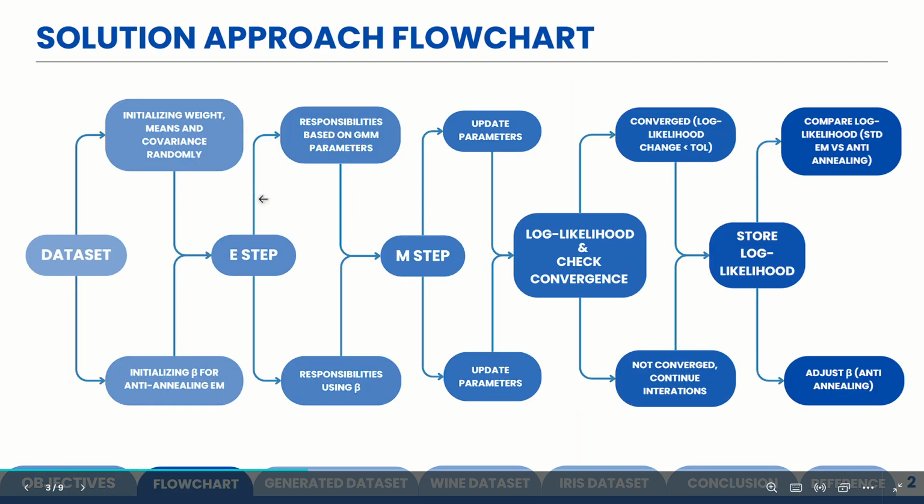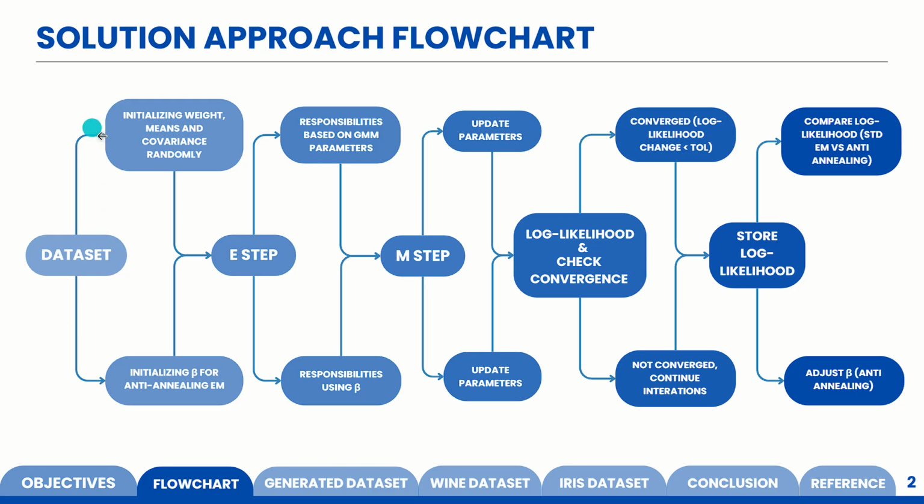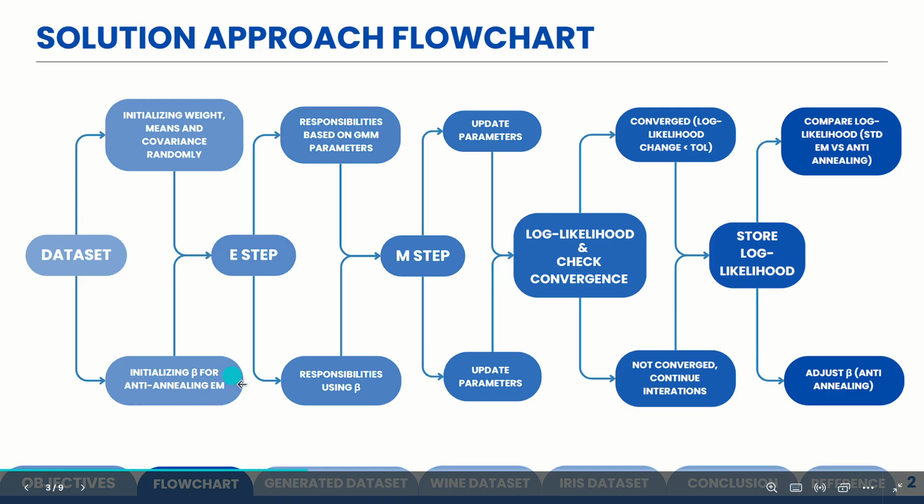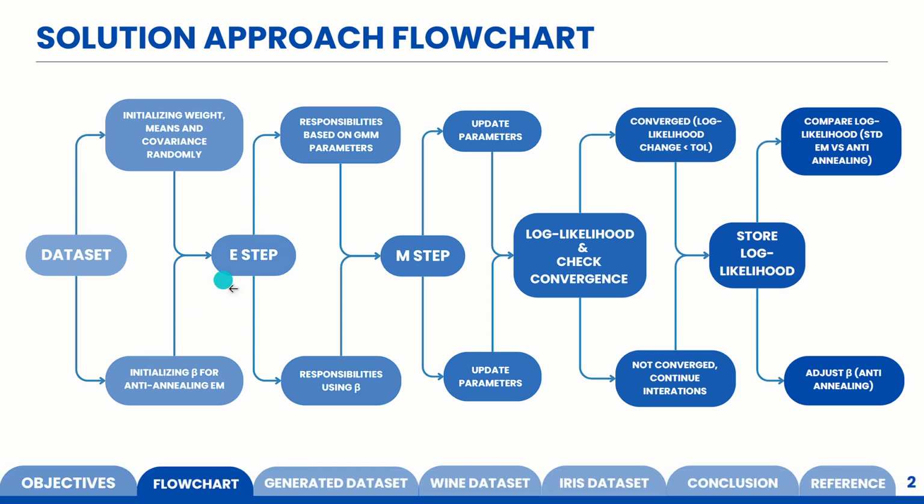Our solution approach flowchart will be like this. We have our data set. We initialize our weights, means, and covariances randomly, and initialize beta for our anti-annealing expectation maximization algorithm. For the second one, we are not thinking about the alpha j term as of now. First we apply our expectation step, where we compute responsibilities based on the GMM parameters, using beta. Then we proceed with our maximization step, which updates the parameters similarly, and then we take the log likelihood and check the convergence, as we are doing it numerically in code.